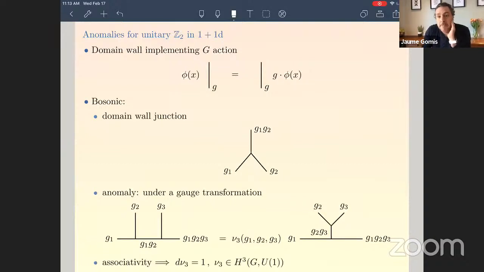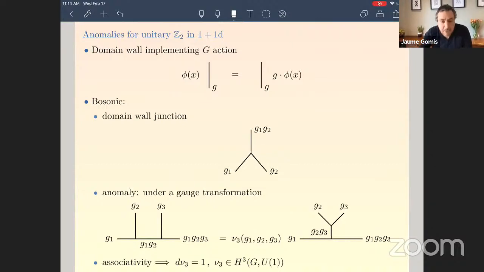There, the domain walls are implemented by topological lines. These are what codimension 1 is. And as I said, when an operator crosses the topological line, it tells you how it's transformed under that symmetry. Now, the domain walls can connect into junctions. So you have two elements, G1 and G2. They connect at a point to another domain wall.